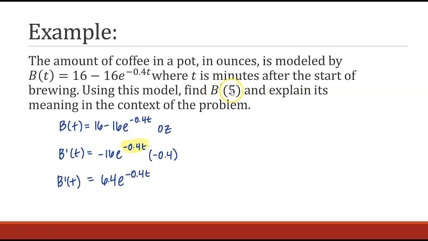Now we're asked to find b prime of 5, which is simply plugging 5 into the t. So b prime of 5 is 6.4e^(-0.4 times 5). And if we use a calculator to approximate this, we get approximately 0.866. But now the question is 0.866 what? What did we find? When we found b prime of 5, we found a numerical quantity, but it means something in the context of the problem.